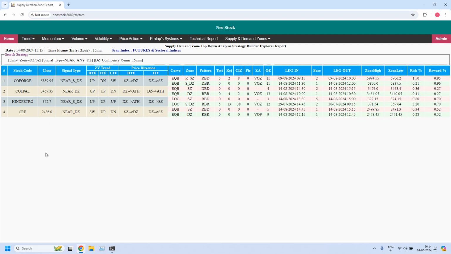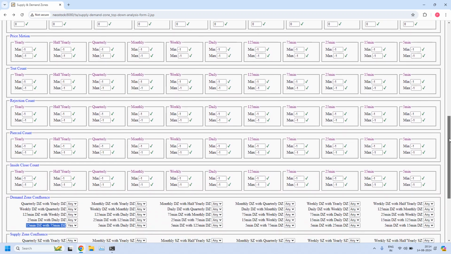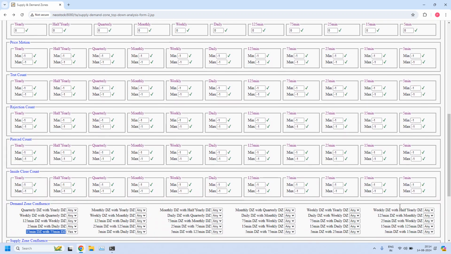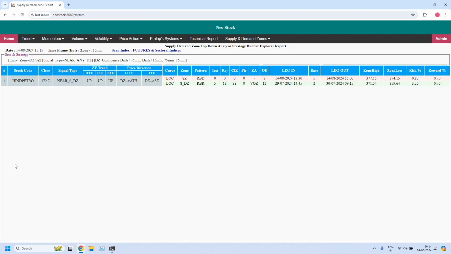Now let's verify out of these 4, again any of these stocks are having even confluence with HTF time frame. That is 15 minutes and 75 minutes and also daily time frame. Daily is HTF. So in the demand zone confluence, 15 minutes demand zone with the daily demand zone we are enabling, and also ITF and HTF 75 demand zone with daily demand zone confluence also we are enabling. With all the three confluence, LTF, ITF, HTF confluence, only one stock is filtered, that is Hindustan Petroleum.